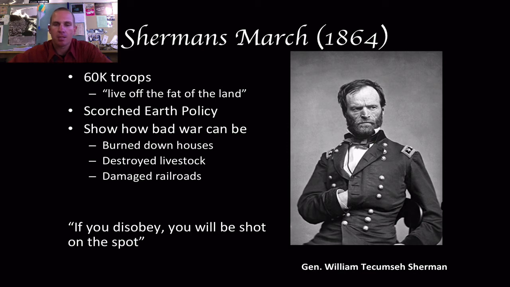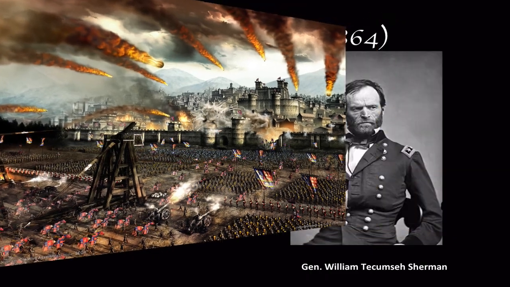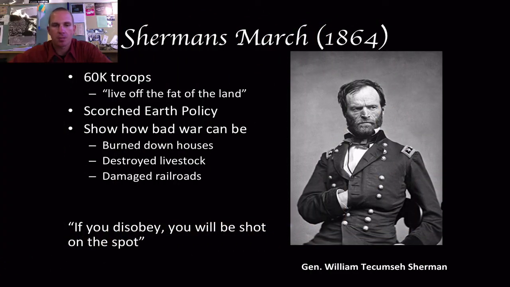His targets are not military. His targets are civilian. So it's houses, it's livestock, it's railroads, it's anything that they come in contact with. That's what they're looking to destroy. Burning down homes, stealing things, pillaging, and killing of livestock was a big thing too. The goal was, if he can exact total war and destroy everything, it's going to break the will of the South. And being that Sherman is a little bit crazy, he tells all of those troops that if you disobey, you'll be shot on the spot.